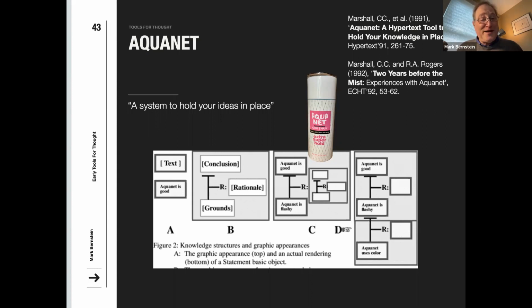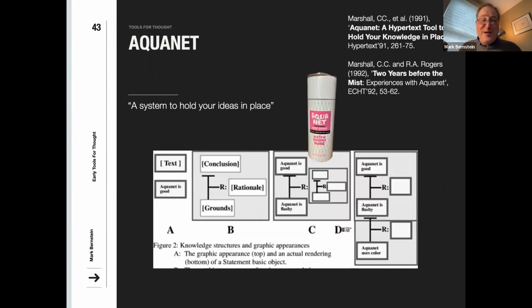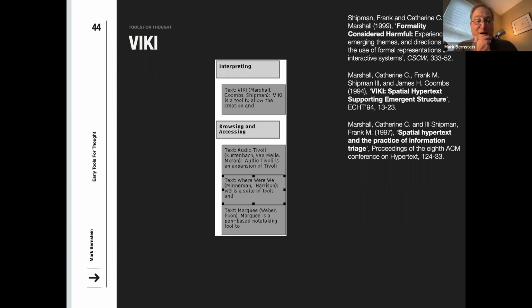This was described as a system to hold your ideas in place. Kathy Marshall presented it in the flagship paper with slides entirely of rock star hair. It is an important formal system, which again, in the Xerox tradition, its authors exploded. Kathy Marshall was the great hypertext researcher of our era, and with Frank Shipman, she turned around and delivered a trumpet blast against formalism, and Augment is nothing if not a deeply formal system. They wrote a paper, Formality Considered Harmful, the experience merging themes and directions on the use of formal representations of interactive systems.